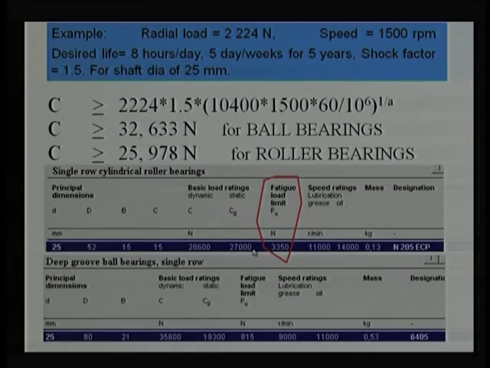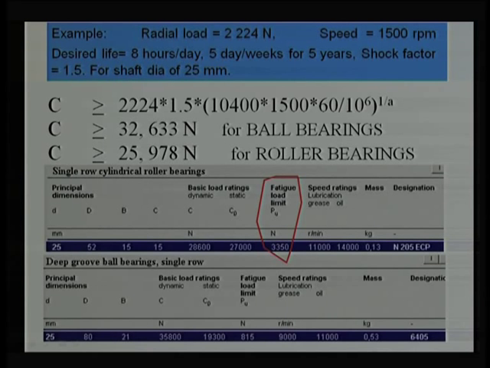And when I do good analysis, I find my choice is wrong, or I have selected a bad bearing. It is bad from outer dimension, bad from length point of view, bad from fatigue point of view, and bad also from operating speed point of view. Here operating speed was 11,000 permitted, while here we have only 9,000. In addition, weight consideration: weight of this bearing is only 130 grams, while weight of this bearing is 530 grams.